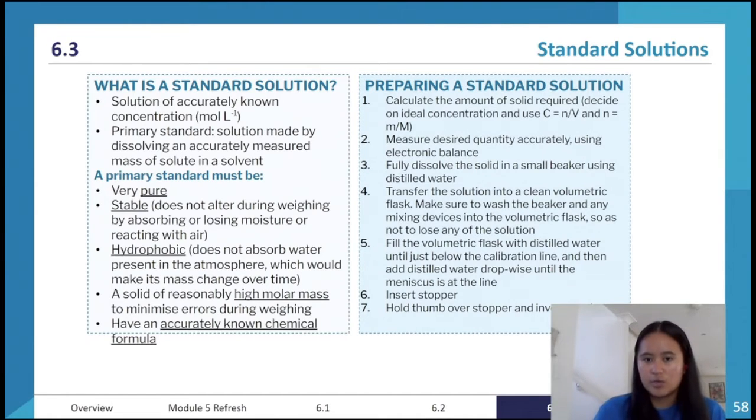And then you fill the volumetric flask to the calibration line and add until the meniscus is just at the line. It's important that you don't just go filling it up and approximating it at the calibration line. You want to go drop by drop at the end because you want it to be exactly right. Then you insert the stopper and you do inversions. Usually do 5 inversions and then you're good to go.